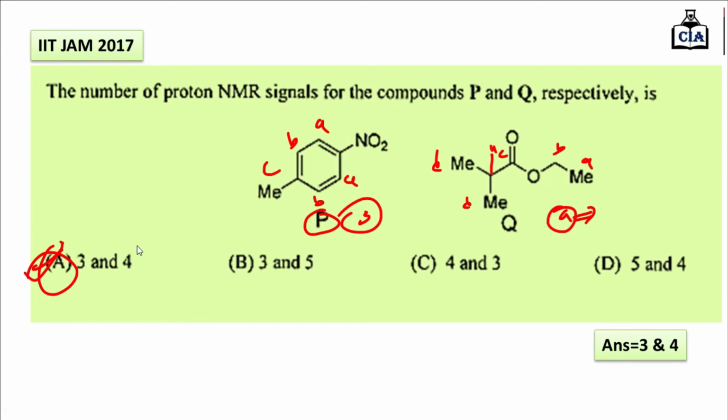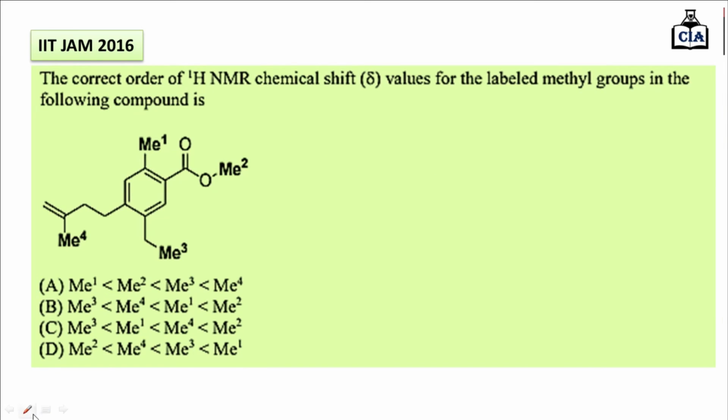So next question from IIT JAM 2016. In this question, we have to find the correct order of chemical shift values for the labeled methyl groups. We know that a methyl group attached to a highly electron withdrawing group will give the highest delta value. In the compound, this methyl 2 will give the highest delta value because it is attached to the highly electronegative atom oxygen. So option B or C will be the correct answer, and A and D will be wrong options.